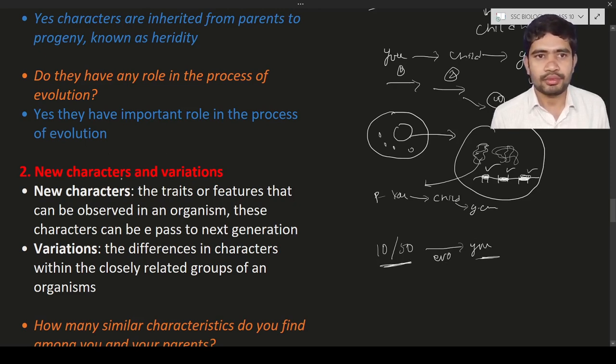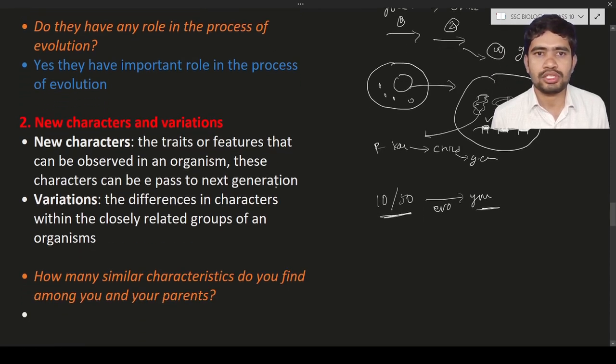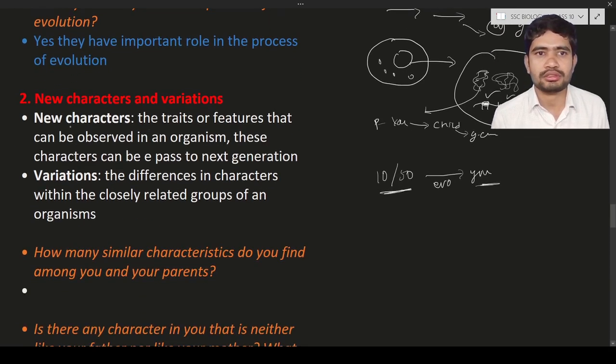The second topic is new characters and variations. What are new characters? New characters means the traits. What are traits? Traits means observable characteristics. For example, you have curly hair, or you have fair skin. It is a trait. Your curly hair, your fair skin, your tallness and your intelligence, these are all characteristics that can be observed. So this is nothing but a trait.